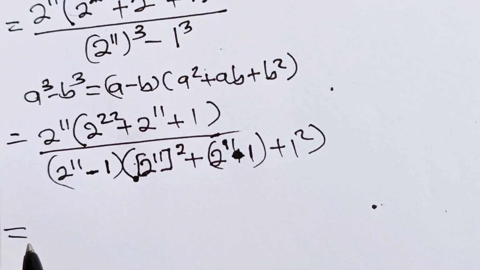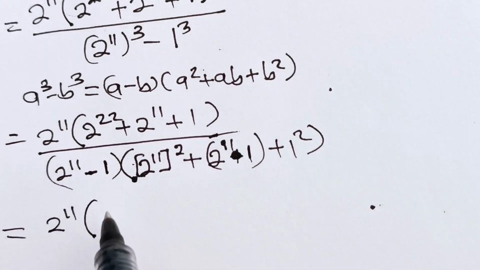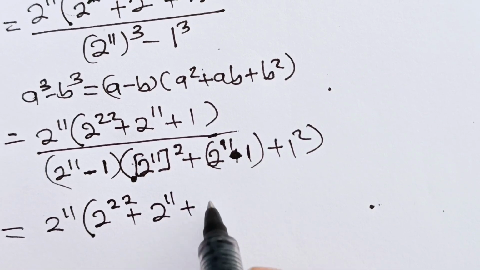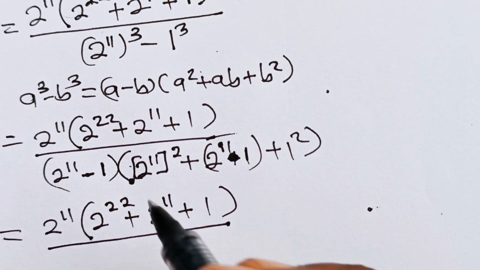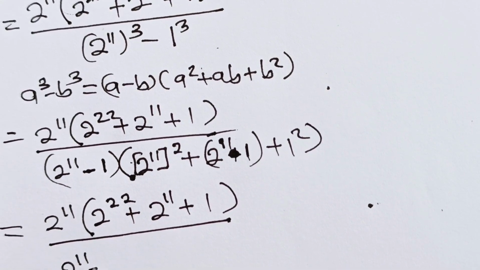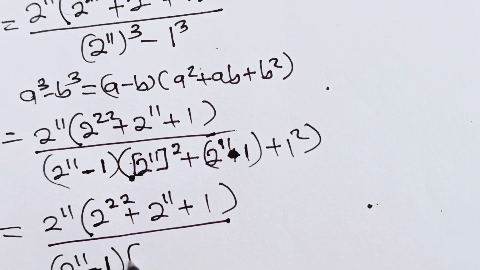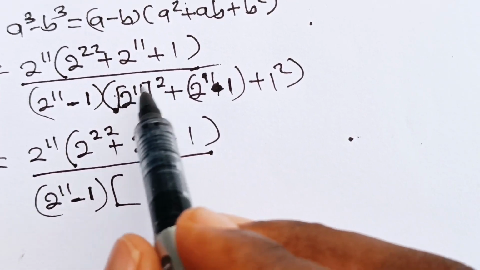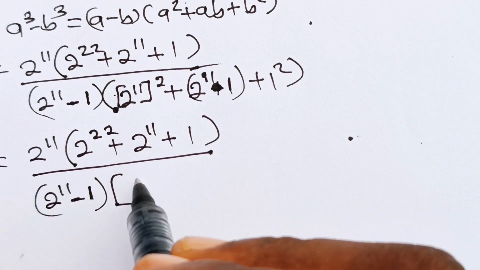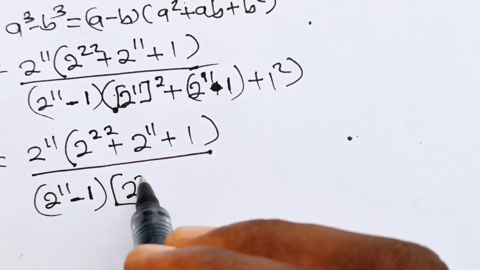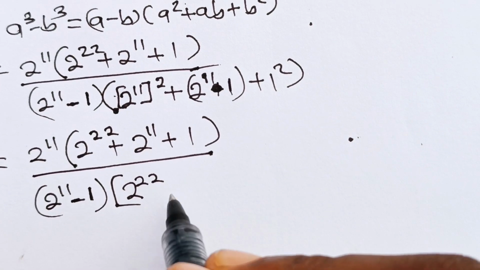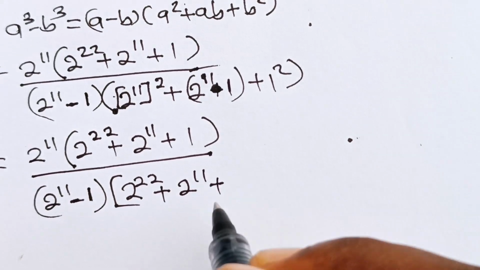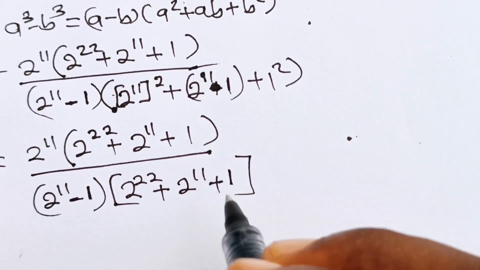Now this is equal to 2 to the power of 11 bracket 2 to the power of 22 plus 2 to the power of 11 plus 1 divided by 2 to the power of 11 minus 1, open bracket. That is for this one now here. When you have two powers on a number, you can multiply them together, right? So we have 2 to the power of 11 times 2 will give us 22, plus 2 to the power of 11 times 1 is still 2 to the power of 11, plus 1 squared is still 1.